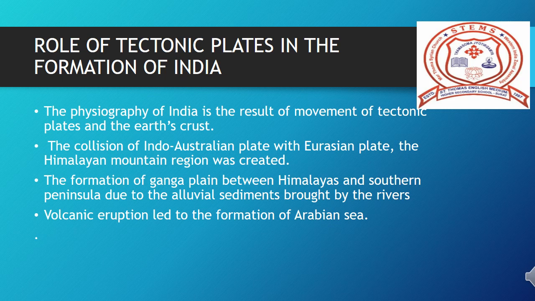A huge volcanic eruption took place in the northwest of the peninsular plateau. As a result of this, the western portion of the plateau disintegrated and submerged. Thus, the Arabian Sea was formed. In this way, we can see that India's physiography was changed because of the tectonic plates.